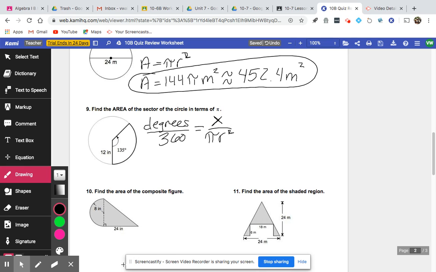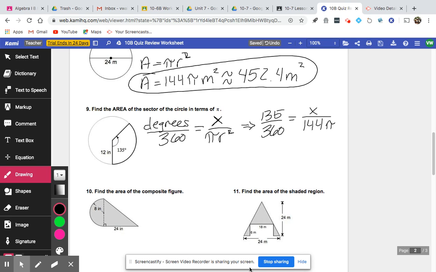There we go. Here the radius is 12, so that means my area of the circle is 144. So I'm going to draw an arrow. So I got 135 over 360 equals x over, like I said, 144 pi. I'm not going to worry about units just yet. I'll throw them on at the very last thing that I do, which is the answer.